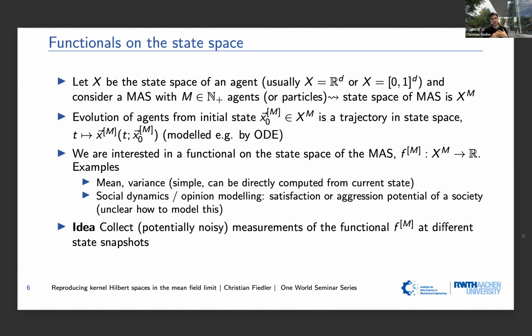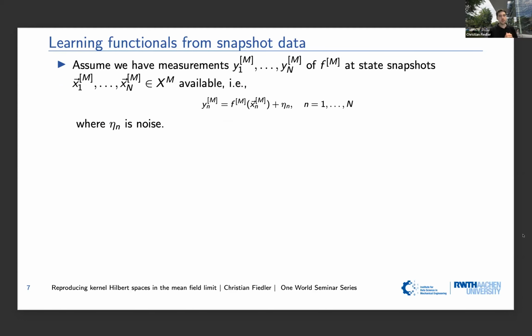So suppose we can collect potentially noisy measurements of our functional at different state snapshots. Formally, suppose we have n snapshots of the state of our system, and we then evaluate the functional on these states, maybe with some measurement noise.